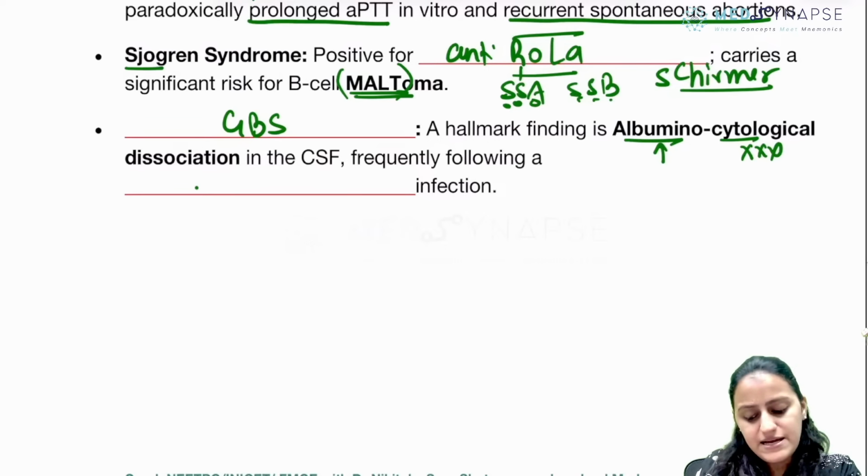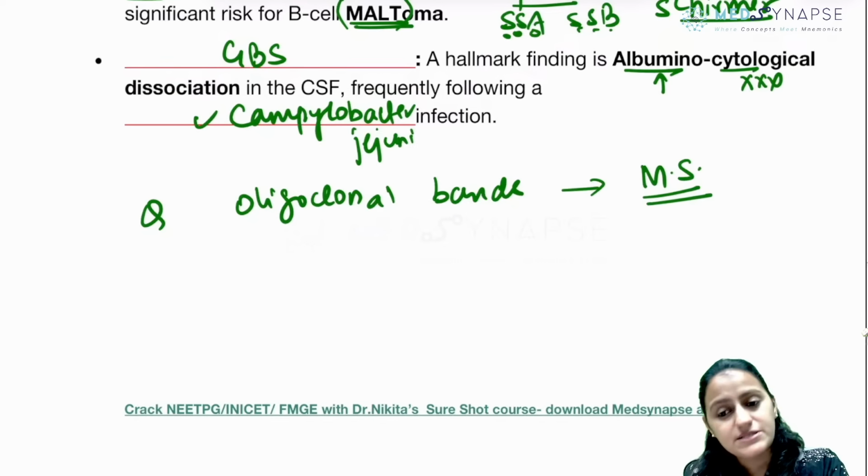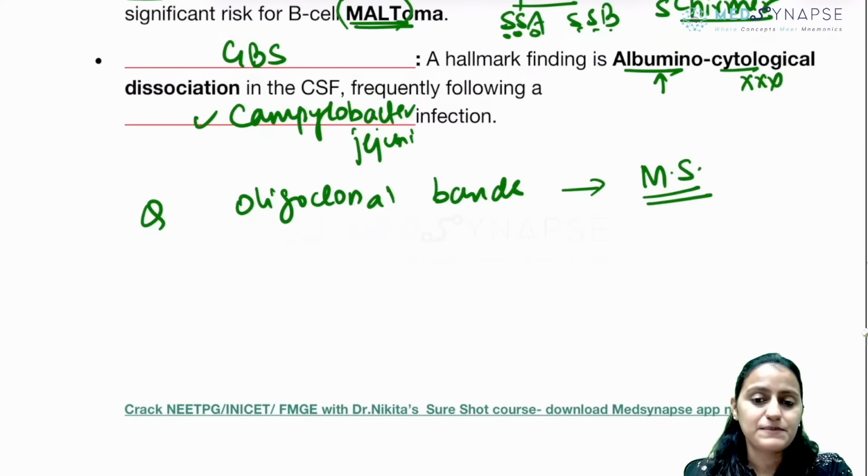And it is generally associated with what infection? GBS. It is Campylobacter jejuni. Okay, remember Campylobacter jejuni infection. And in what condition do you have oligoclonal bands in the CSF? Oligoclonal bands in the CSF are seen in multiple sclerosis, right? It is seen in multiple sclerosis.